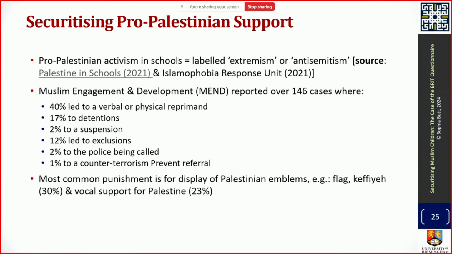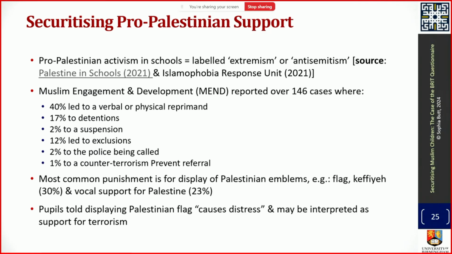The most common punishment was for the display of outwardly Palestinian emblems like the flag, the keffiyeh, or vocal support for Palestine. And pupils were told that displaying the Palestinian flag, for instance, causes distress and may be interpreted as support for terrorism.